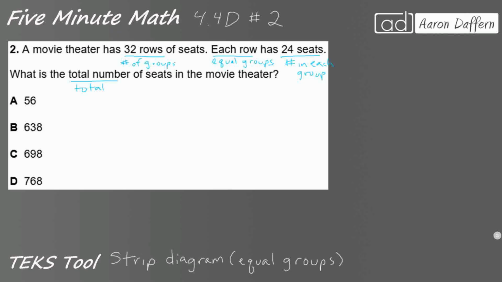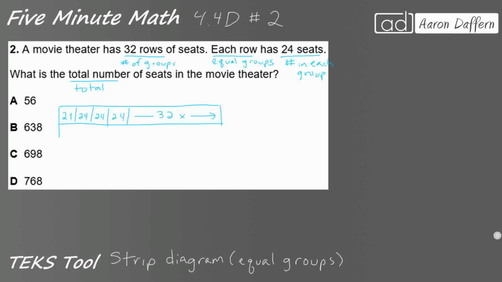So let's draw a picture here to represent this. I want 32 groups. So what I don't want to do is I really don't want to draw 32 different boxes. Sometimes it just gets too many and it's not really worth it. So what I'm going to do is I'm just going to start drawing 24, 24. These are my number of seats in each row. Then I'm just going to draw a little arrow that says 32 times. All right, so what that's going to do is that's just going to let me know I've got 24 seats 32 times, and I just don't want to write it all that time.